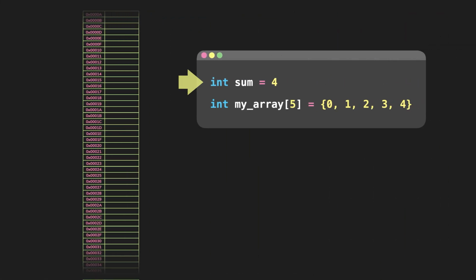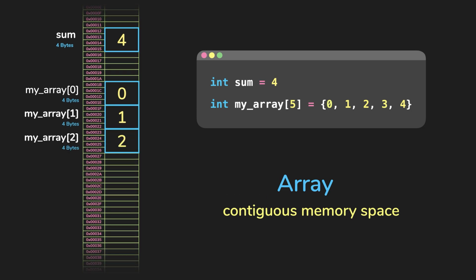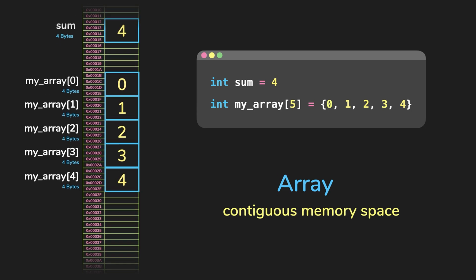Here's a quick example of how a linked list looks versus arrays. If we define a variable and assign it the value 4, the value will live in the memory and it'll take up space. If we define an array of size 5 with the values 0, 1, 2, 3, 4 in there, your program will reserve a contiguous memory space of 5 elements to store them.